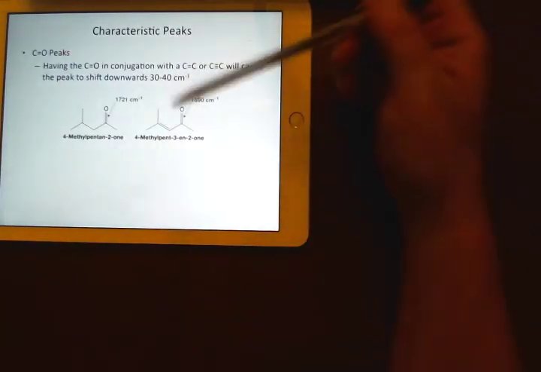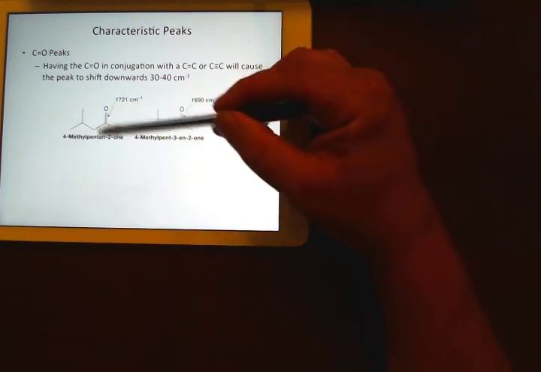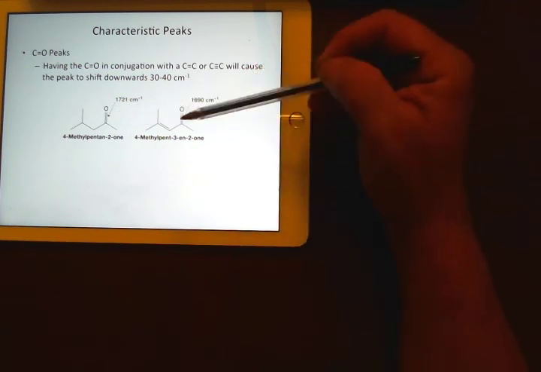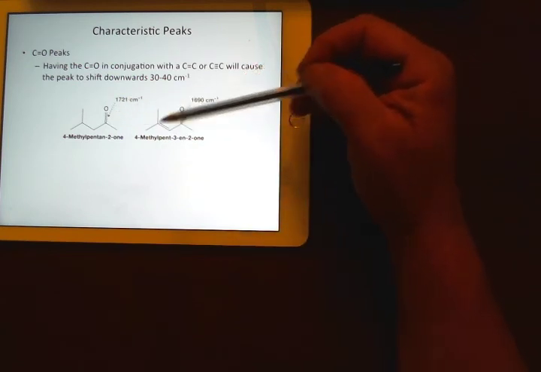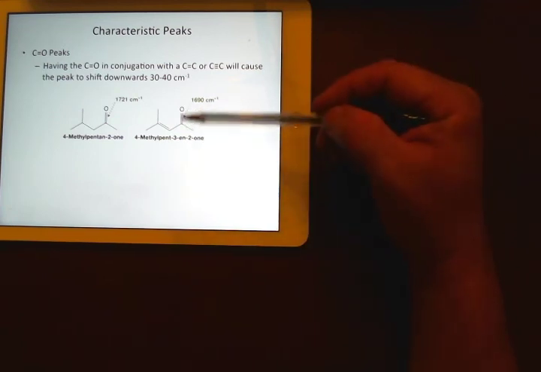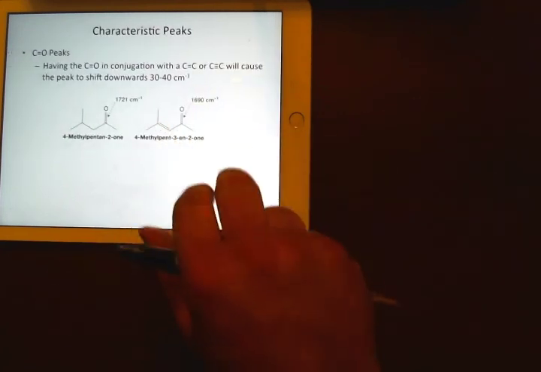Now you do have to be careful, because of what's called conjugation. If it's just a regular C double bond O, it's going to be 1700. But if it goes double, single, double, it's going to shift that down about 30 or 40 wave numbers. It just changes the frequency of this signal. So if you see something that's slightly off, that's why. It could be this C double bond O.